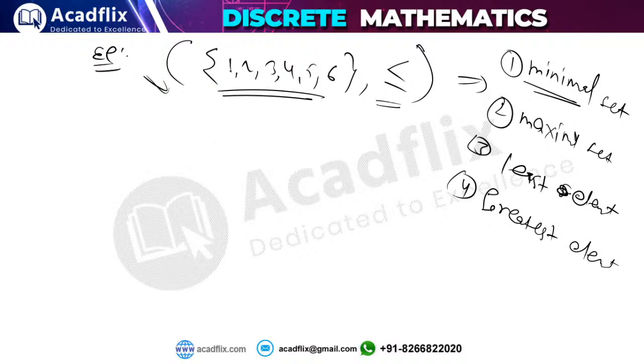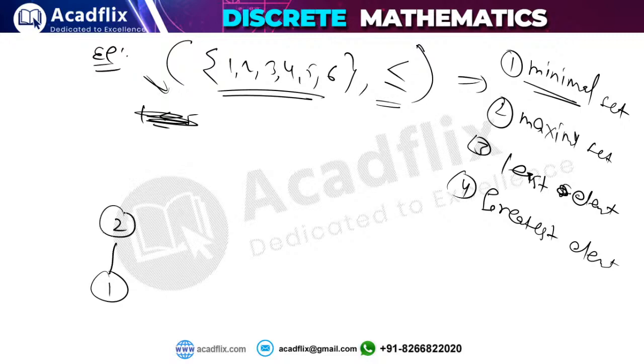You see, 1 will be at the bottom. Why? Because 1 is less than or equal to everything. 1 is less than or equal to 5, 1 is less than or equal to everything. So 1 will be at the bottom because 1 is related to everything.